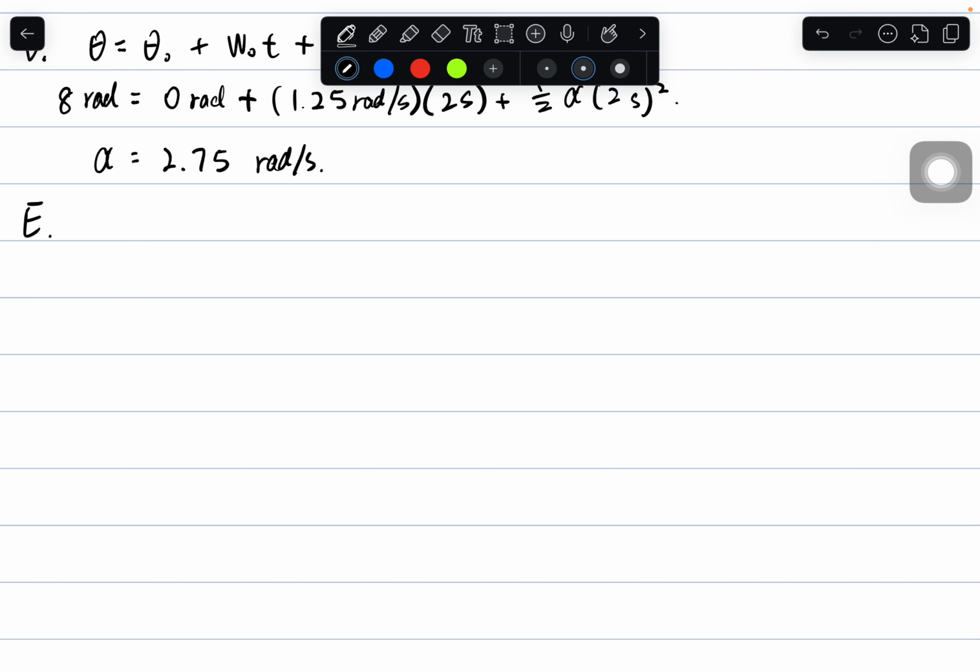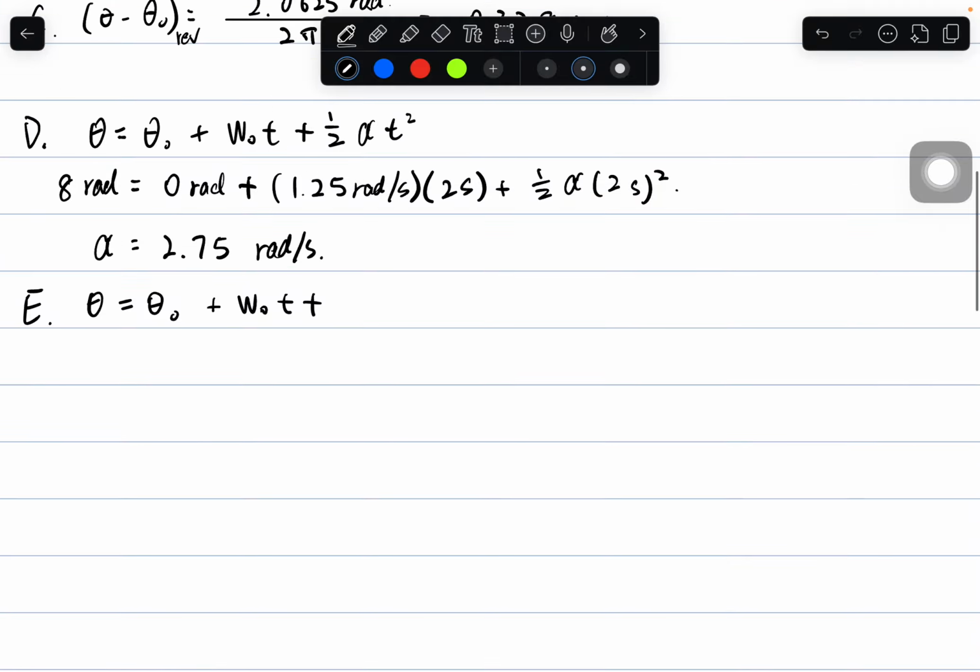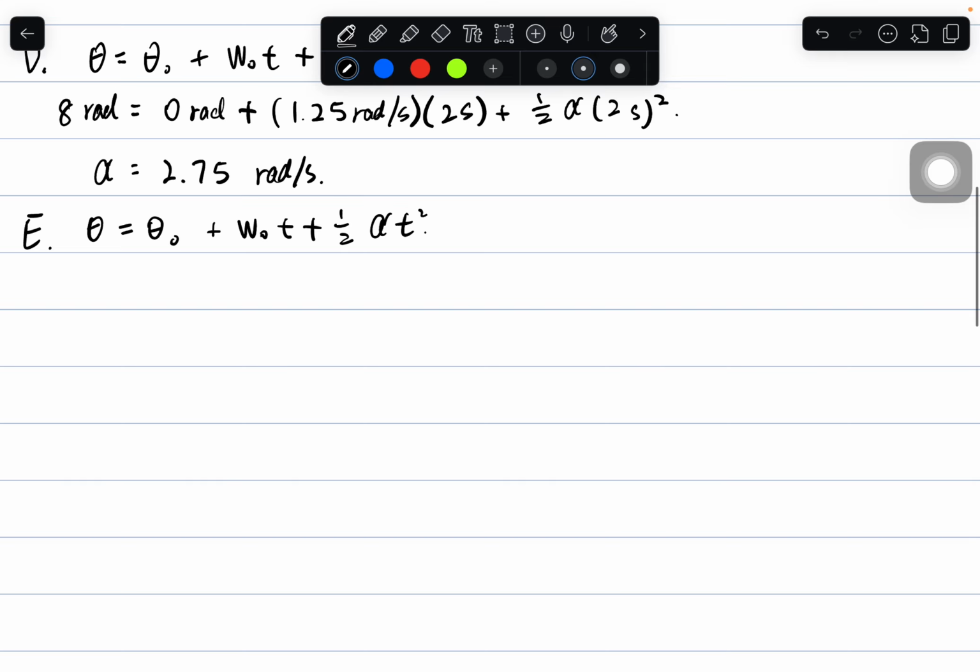Part E. Through what angle in radians does the rotor rotate from t equals 0 to t equals 4 seconds? We can use the same formula because we have all the values here: θ = θ0 + ω0t + 1/2 αt². We plug in all the numbers, and this time we solve for θ, the final angle.